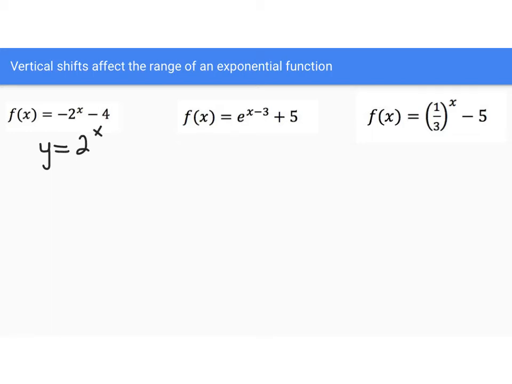The first function has a parent function of 2 to the power of x. And we can see that that graph was reflected over the x-axis and shifted down 4. The combination of those 2 things is going to affect your range. Because this has been shifted down 4, the location of your horizontal asymptote happens when y equals -4. This graph was reflected over the x-axis, which means the function is below the asymptote, and your range is from -infinity to -4.